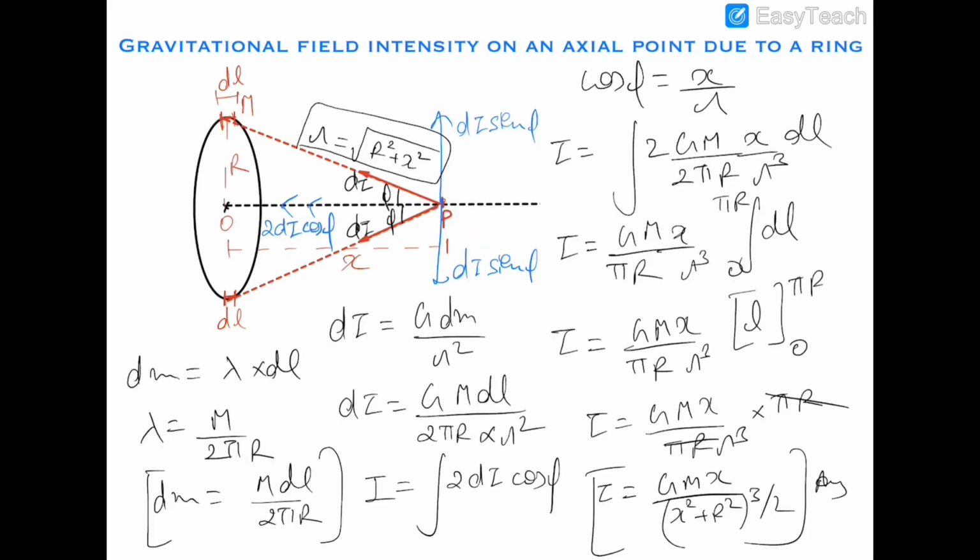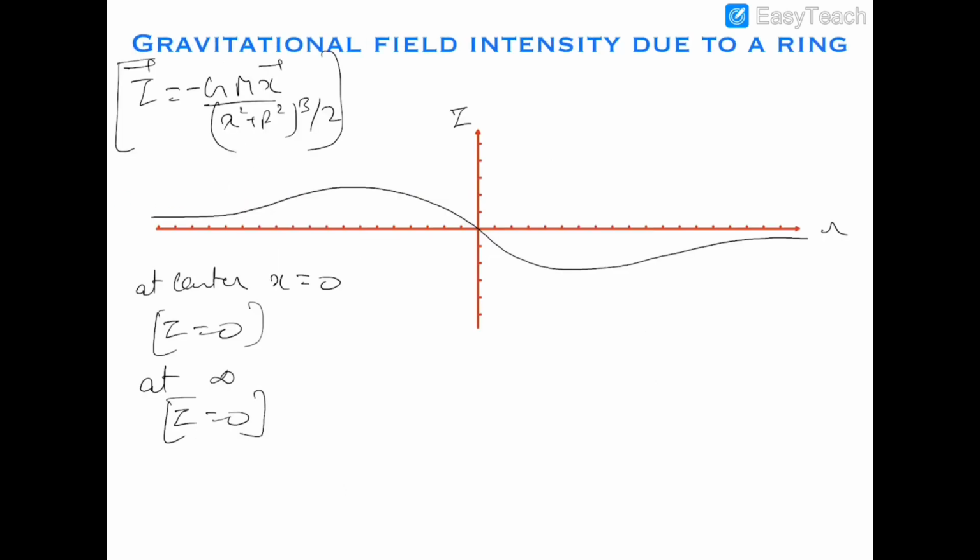In fact, for the ring I was saying that it would be in the backward direction, but beyond this point, if this is a ring, then the gravitational field intensity at this point is pointing in the backward direction, while at this point it is pointing towards this, in the forward direction. So for negative x, I is positive, and for positive x, I is negative. So this graph represents the gravitational field intensity.